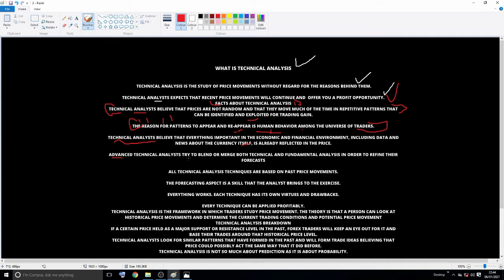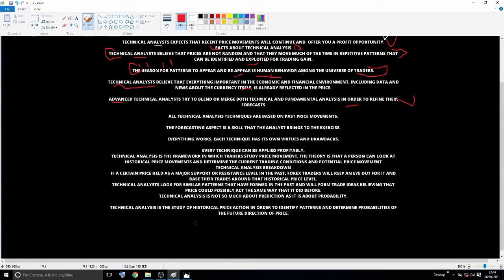Advanced technical analysts try to blend or merge both technical and fundamental analysis in order to refine their forecast. People who master technical analysis usually combine technical analysis and fundamental analysis to make their forecast even better, to make their win probabilities high. I always say that in the market there is nothing guaranteed, there are no 100%. So even advanced traders try to blend or merge. They are trying everything that can make them win.